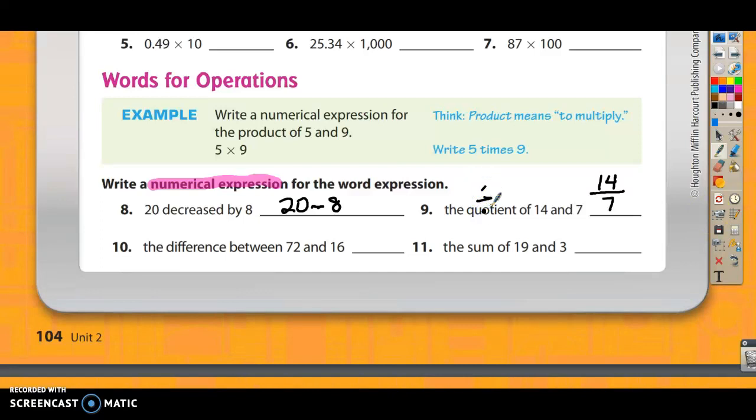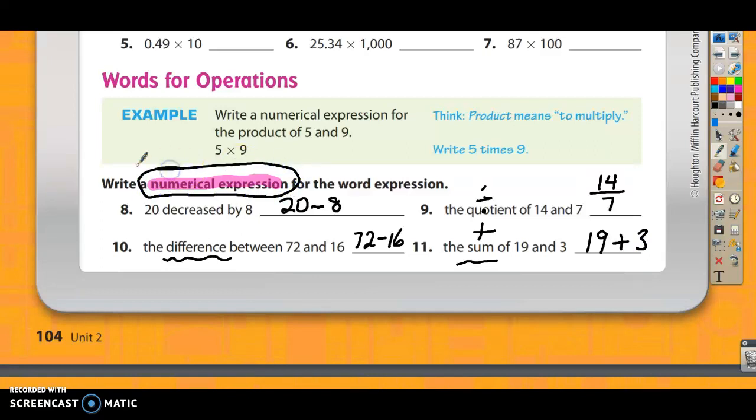Alright, the difference between 72 and 16. Difference means subtract, so I'm going to do 72 minus 16. And sum means add. Sum of 19 and 3, we're going to do 19 plus 3. If you're wondering, why didn't you solve these, Mr. Smith? It's because the directions didn't ask me to solve. The directions told me to write a numeric expression.